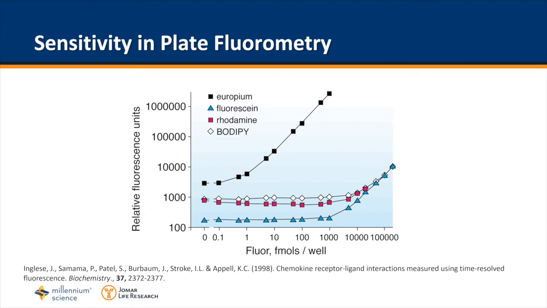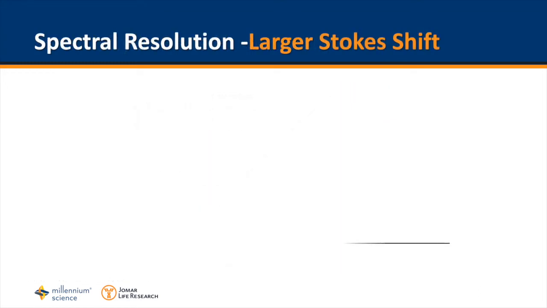In this study, 4 labeling strategies are used to investigate the interactions between chemokine receptors and ligands, 3 of which are traditional fluorophores, and the 4th is a lanthanide known as europium. And clearly you can see a significant leftward shift in sensitivity between using a fluorophore and lanthanide in detecting a target. So what is it about lanthanides that allow such sensitive assays?